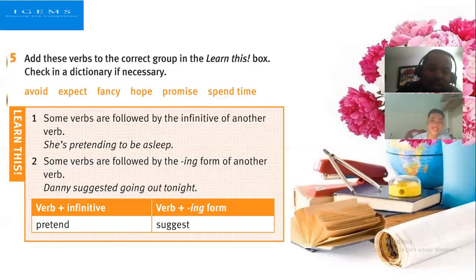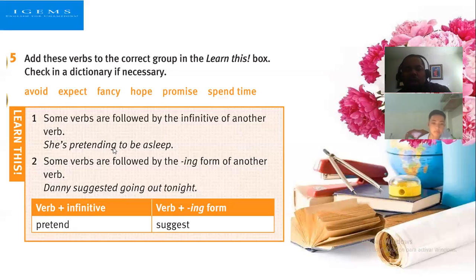So number one, let's see those examples. If you can help me reading that. The first one is, she's pretending to be asleep. And the next one is, Danny suggested going out tonight. That's right. So as you can see here, in the rules, some verbs are followed by the infinitive of another verb. And also some verbs are followed by the ing form of another verb.